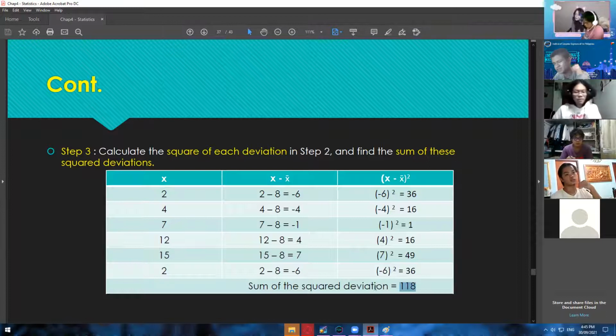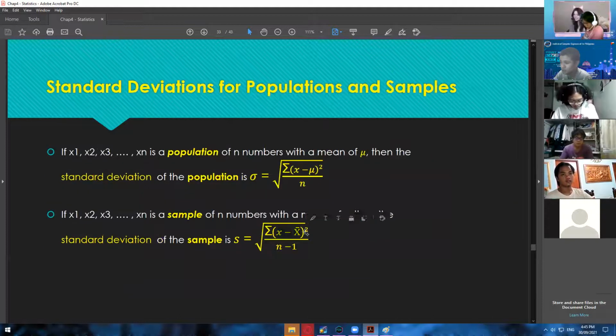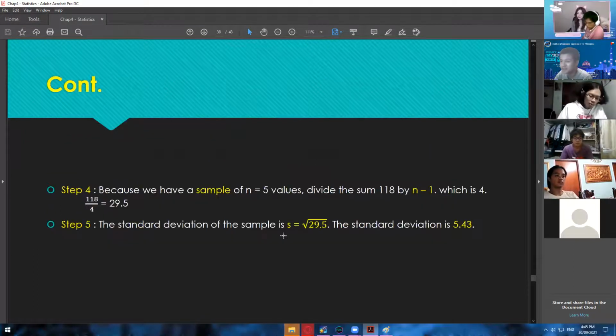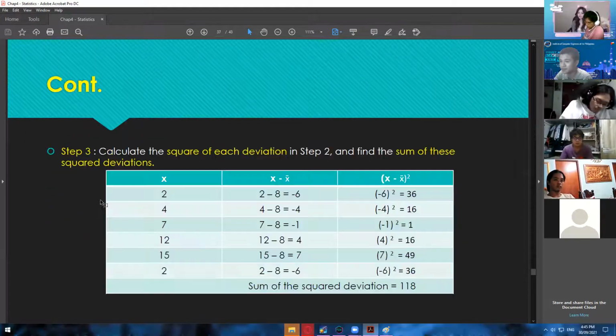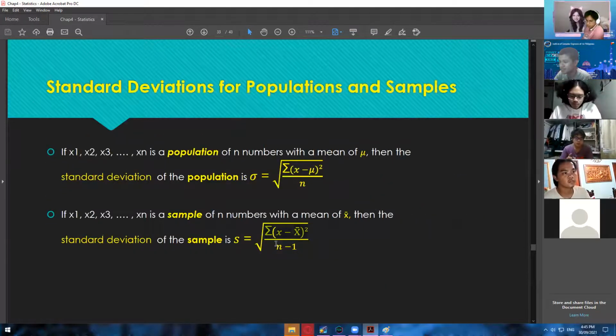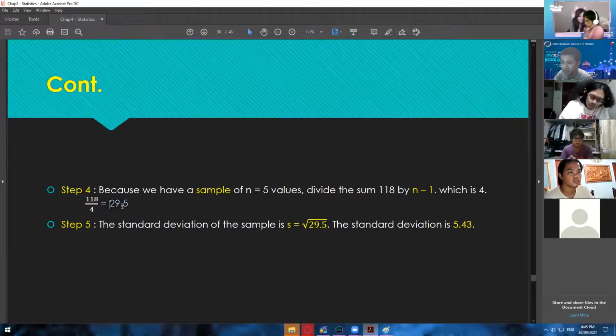I think that is the reason why I didn't show the computation for this one, because after solving this, you are already done with step number 1 to step number 4. As you can see, we've got 118, divided by 4, which is the n minus 1 right here. And then we've got a result of 29.5.